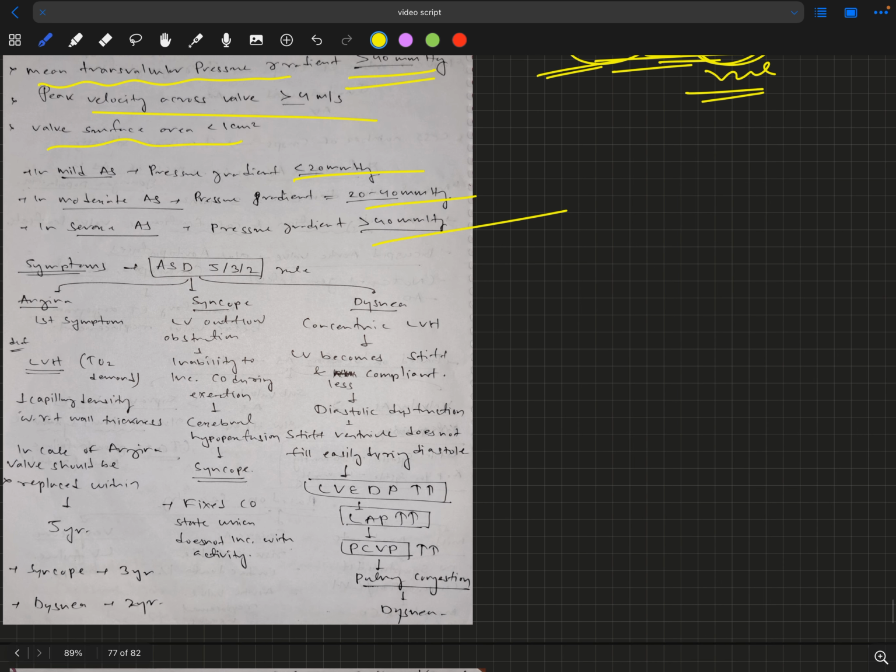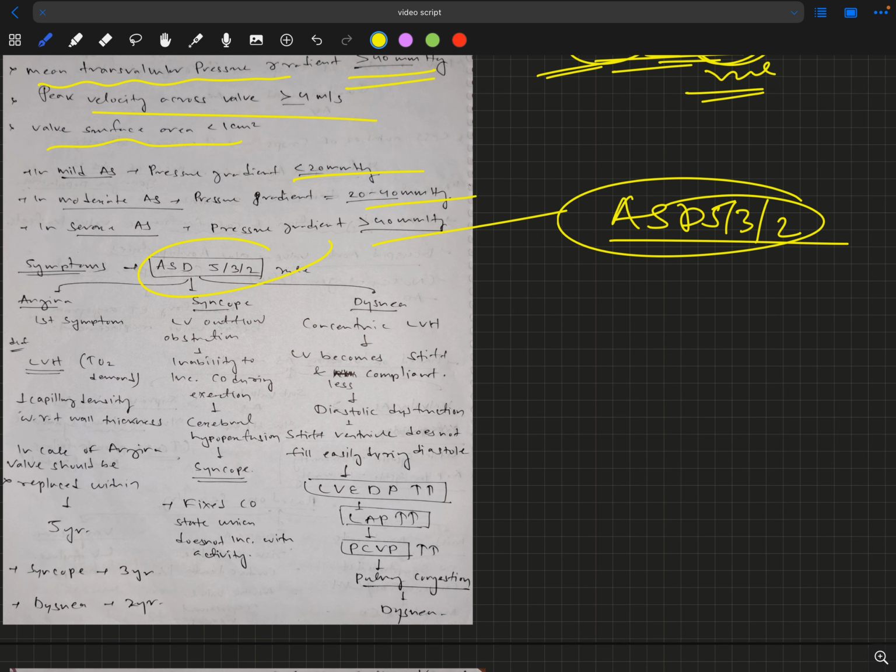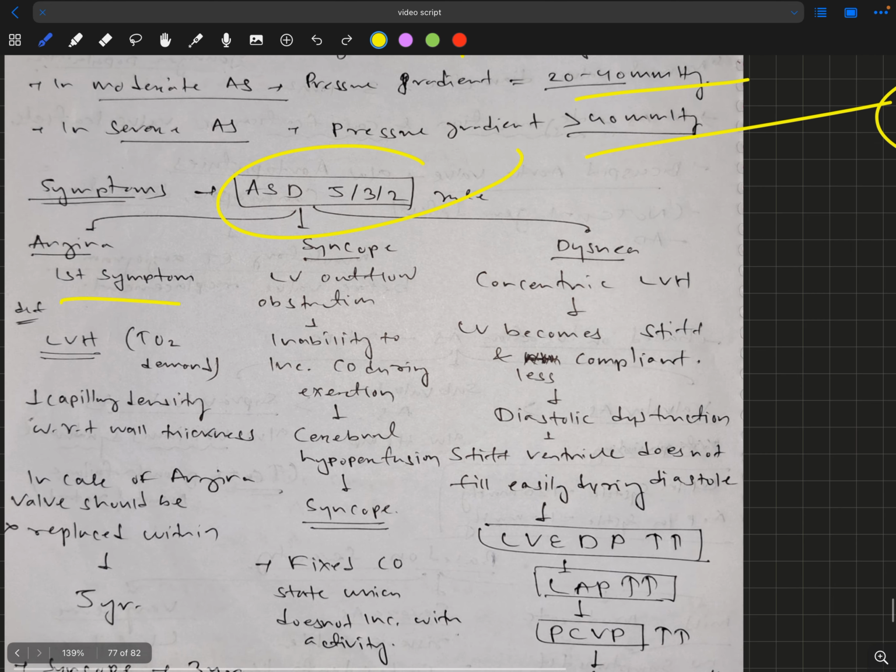Now let's discuss the symptoms. Remember, like ASD 532. So what is ASD 532? ASD stands for angina, syncope, dyspnea. So angina is the first symptom.